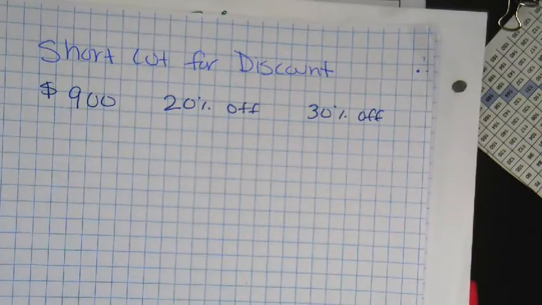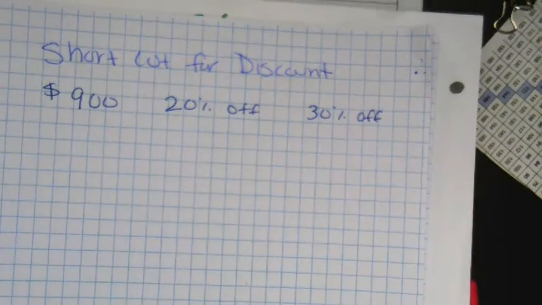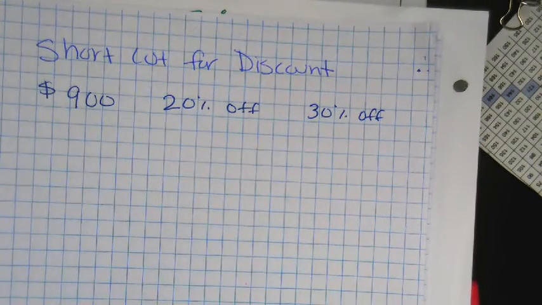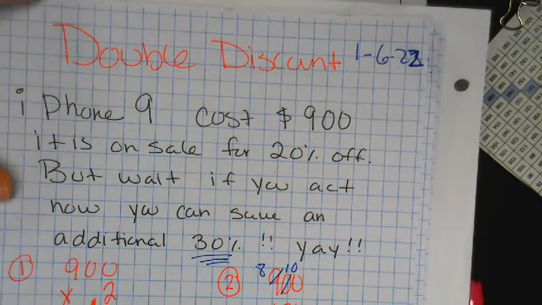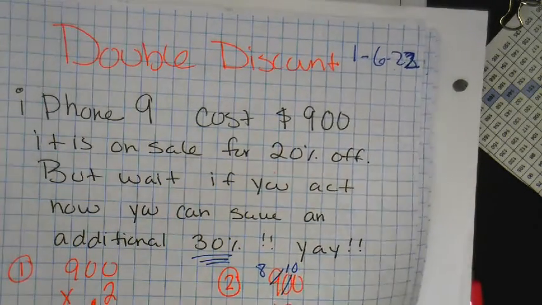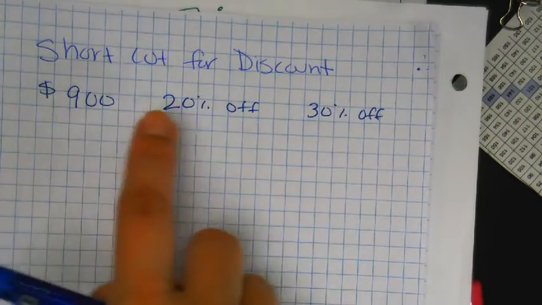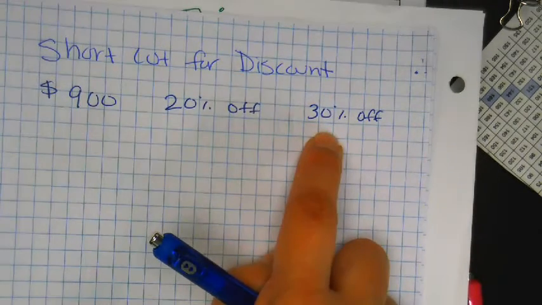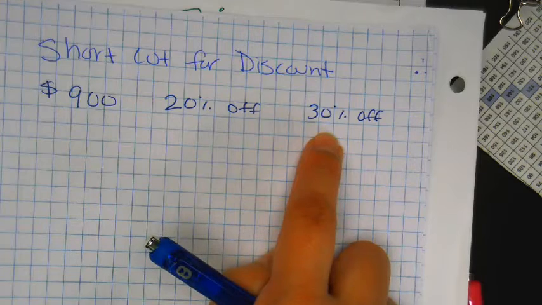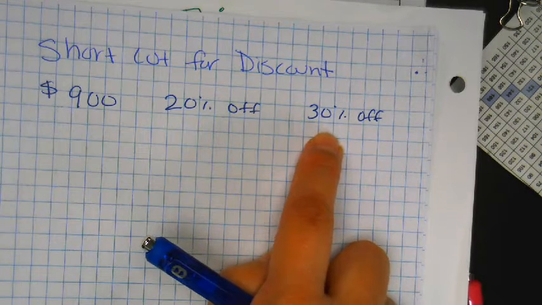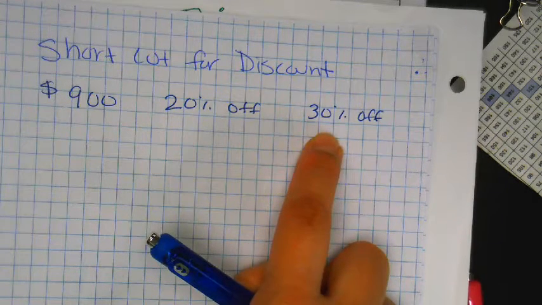Why am I using the exact same problem? Because you already know the answers, right? So you know that at the end of a shortcut, you're supposed to get an answer of 504, right? It's the exact same numbers: 900, 20% off, 30% off. I do this on purpose. We already know the answer. Now we're just focusing on the shortcut.